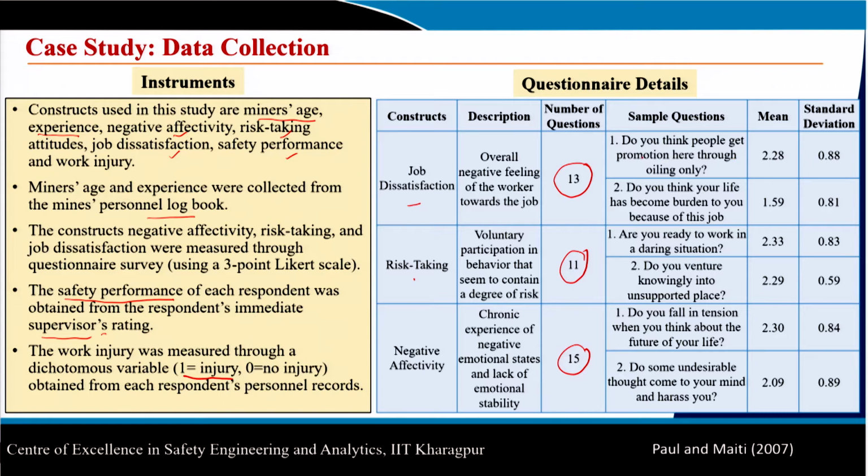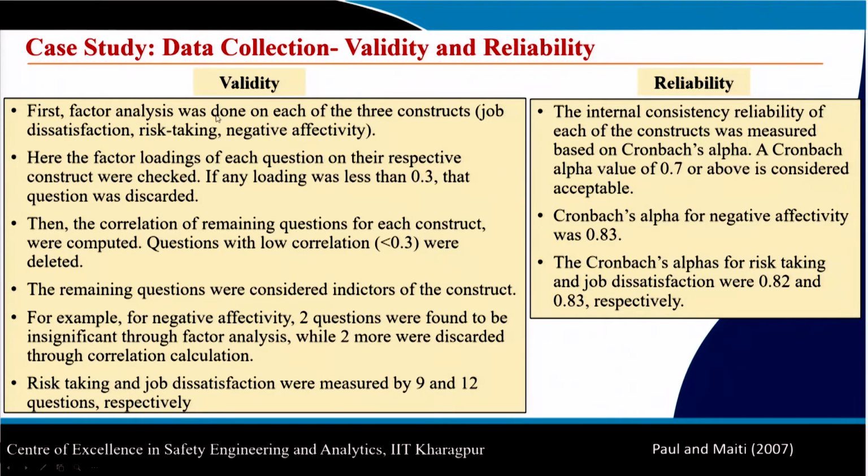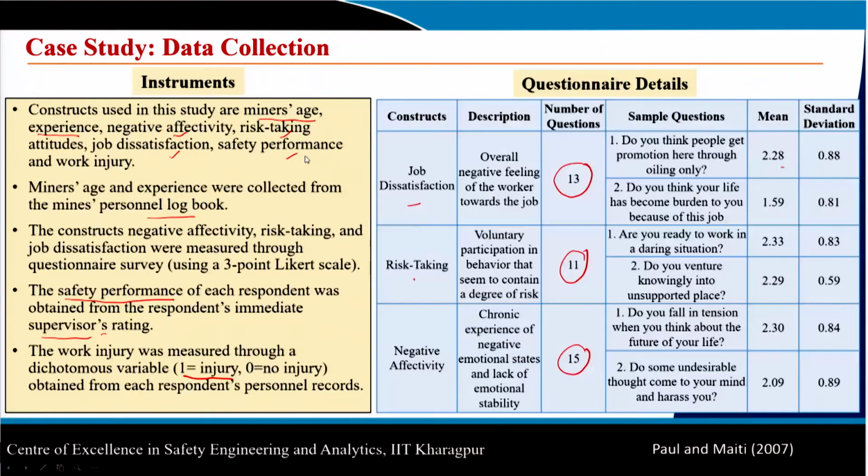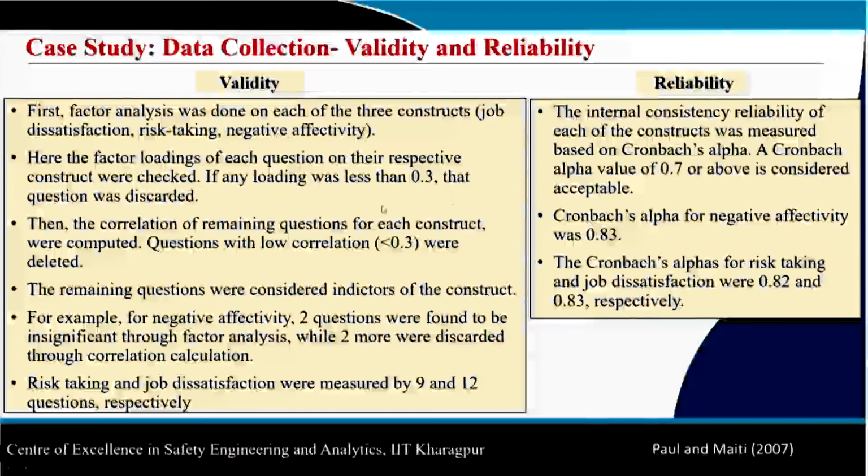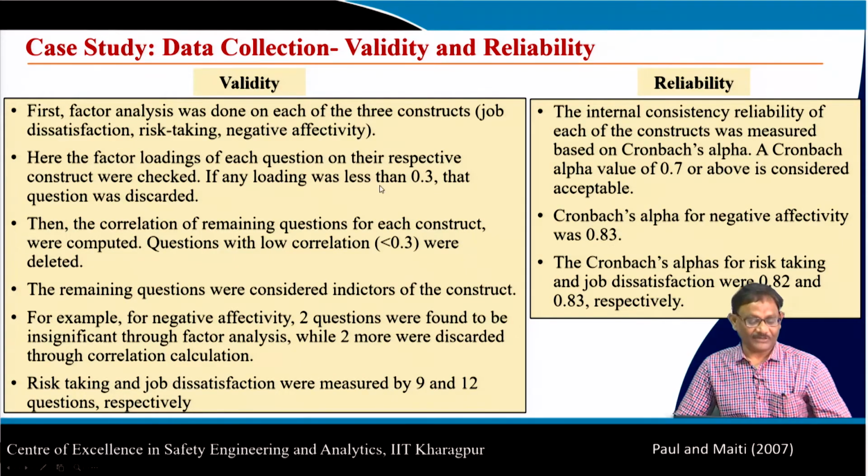Then there is one sample question we have given here, and from the mean point of view, the different means and the standard deviations are also given here. So then from the validity point of view, factor analysis was done. For example, job dissatisfaction is the construct with 13 questions. So we take the 13 questions, each one of them as a manifest variable, and job dissatisfaction is the factor, and we have gone for one-factor analysis. From the factor loadings we understood whether they are significantly related or not.